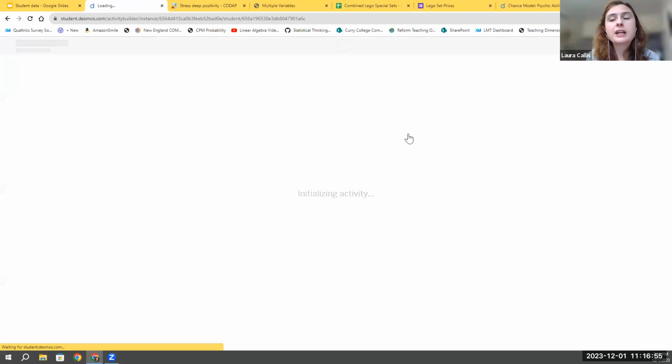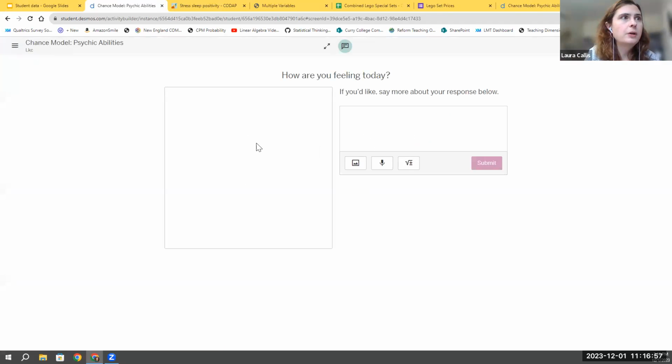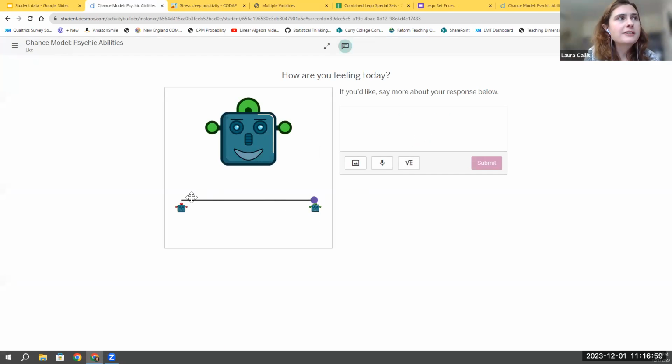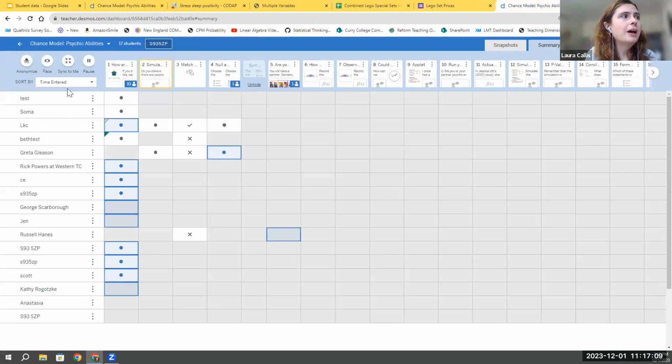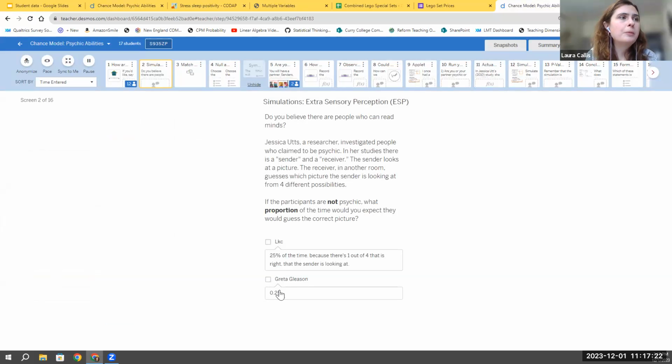If students sign in, it saves their work, but they don't have to sign in if they don't want to. I always have a check-in slide to see how students are doing today, and they can write me a little something here. Over on the teacher side, on the summary tab, I can see all the people that have accessed it. These dots mean that they've written something, and the gray means they haven't written something yet. So I can check that everybody's able to access it, and I can also see what people are saying.